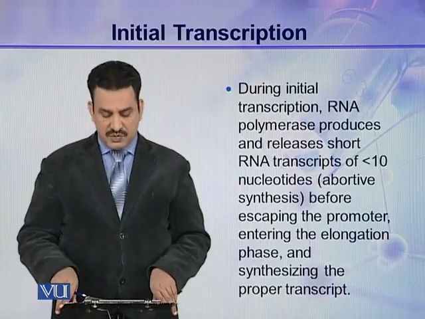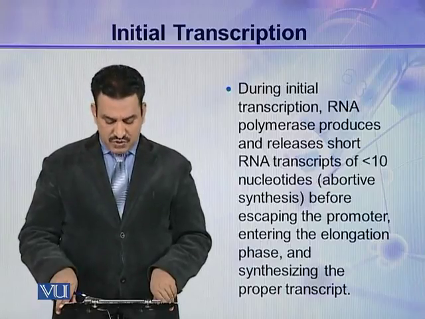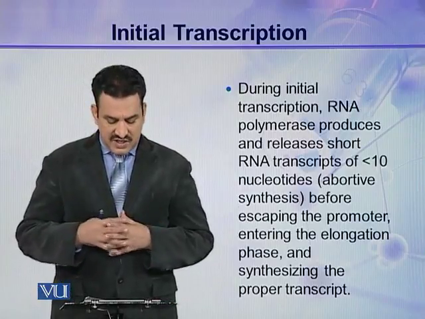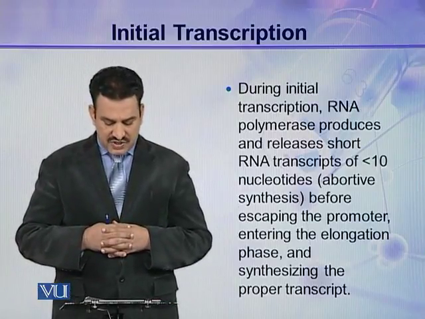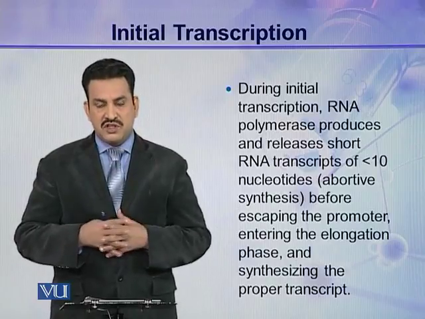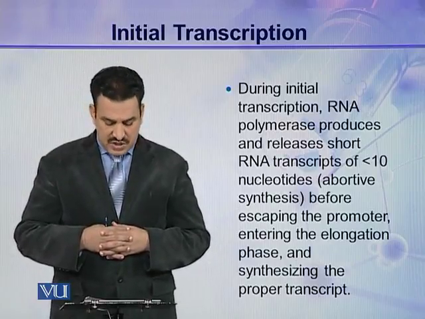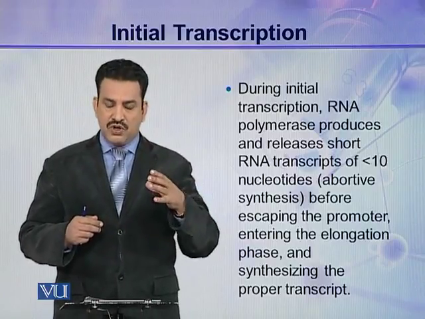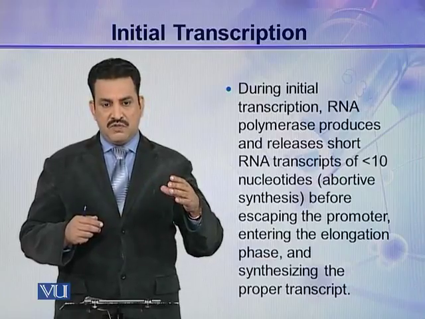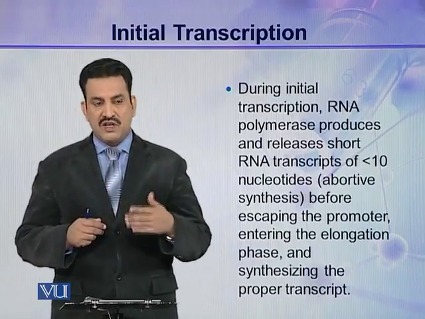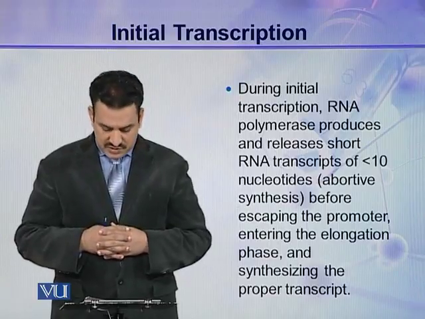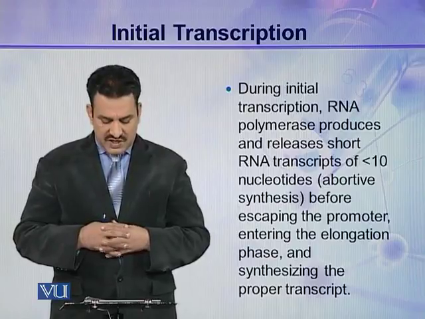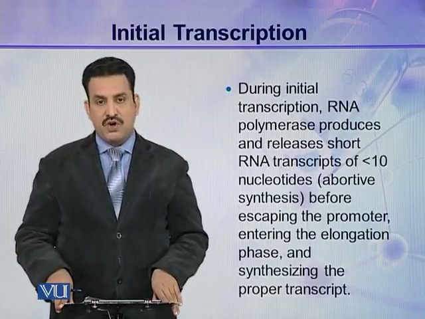During initial transcription, RNA polymerase produces and releases short RNA transcripts of fewer than 10 nucleotides. This synthesis is called abortive synthesis, and it occurs before escaping the promoter. So when the polymerase escapes the promoter, it will have done abortive synthesis, and then it enters the elongation phase and synthesizes the proper transcript.